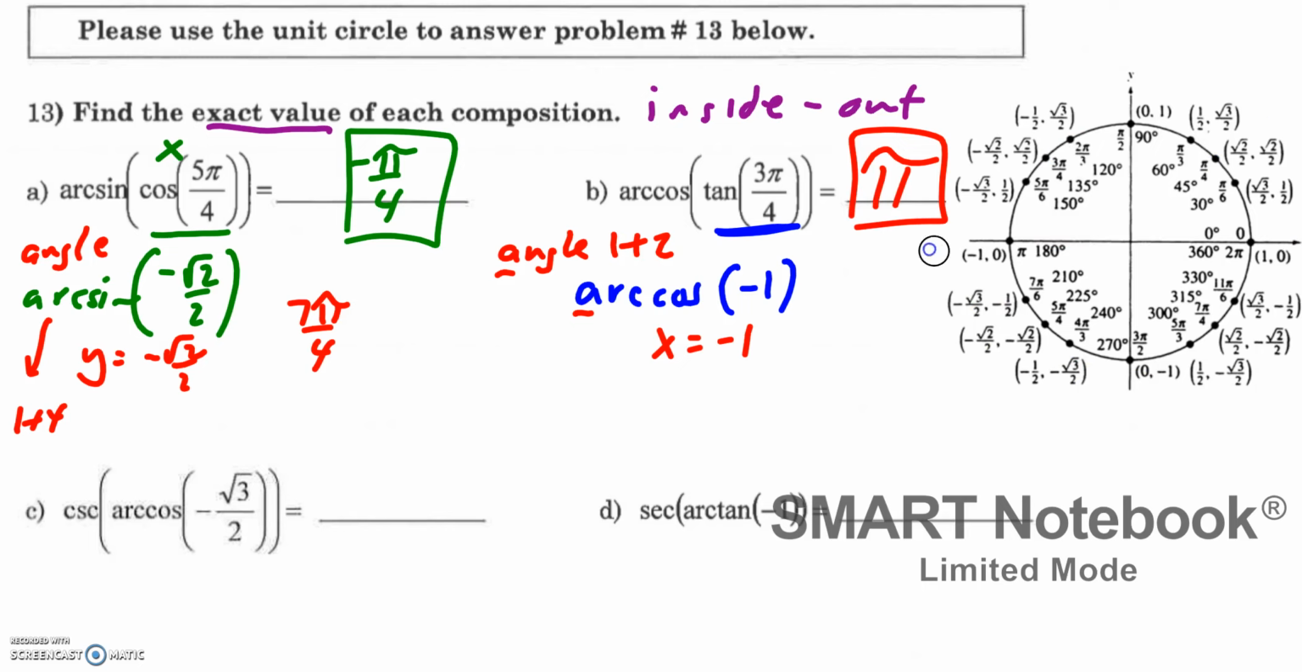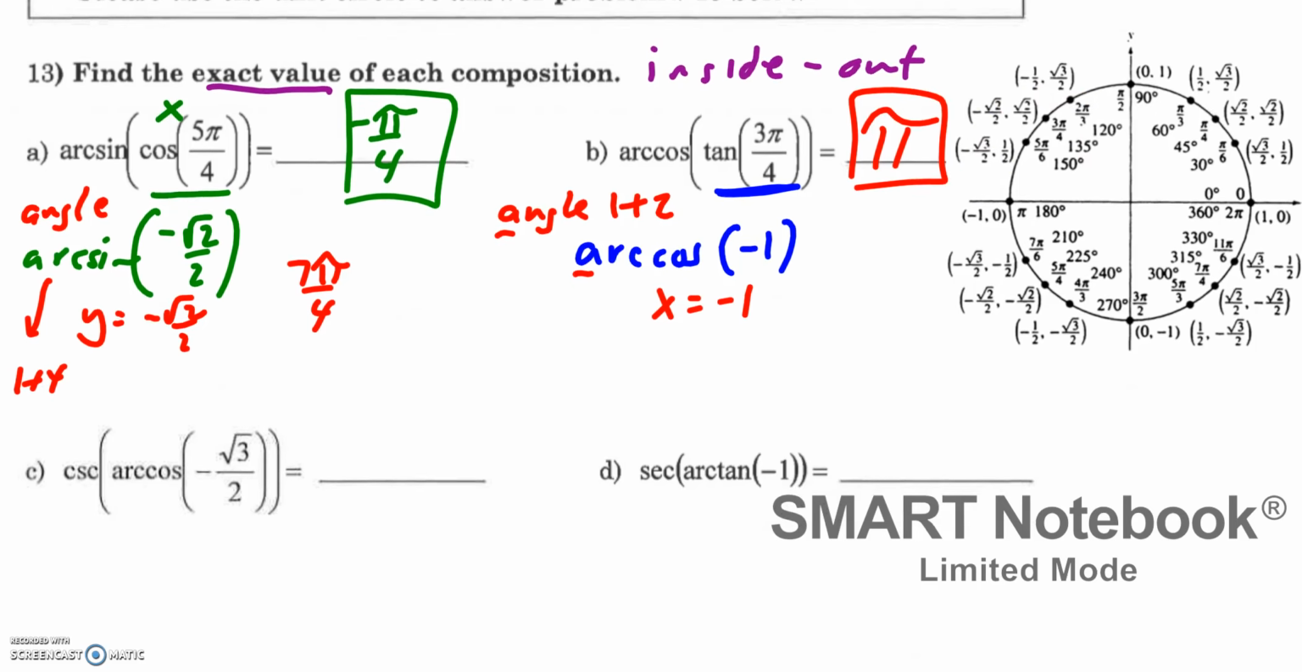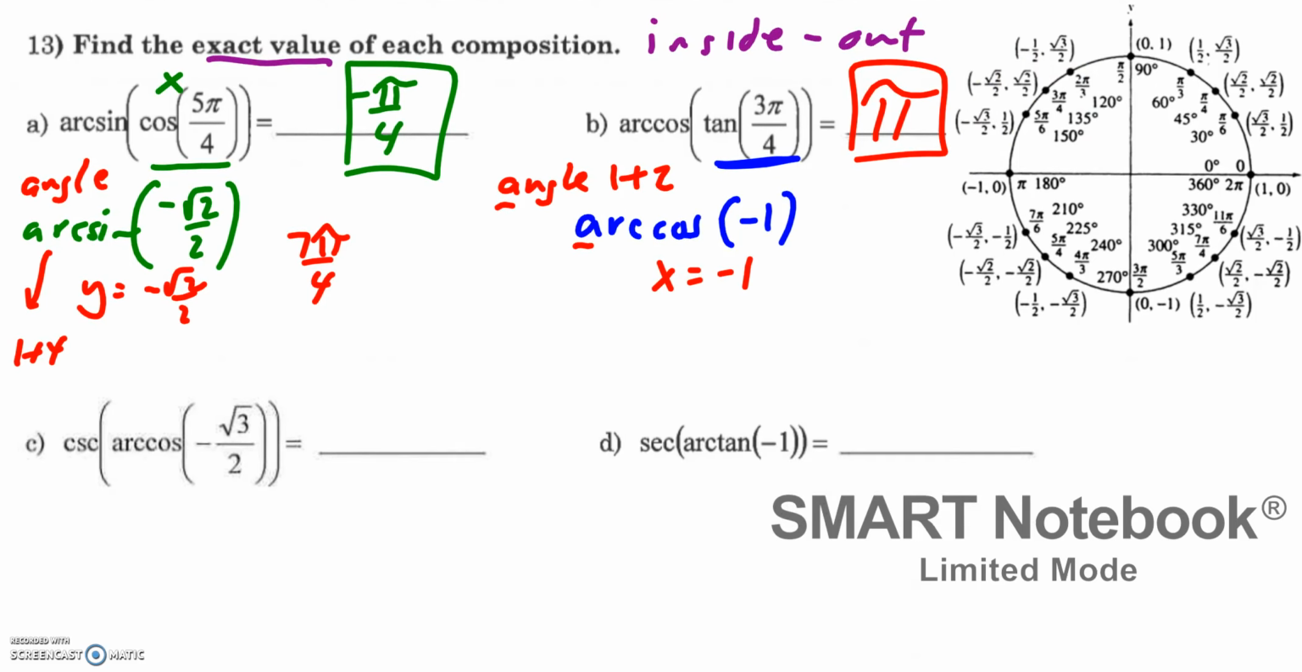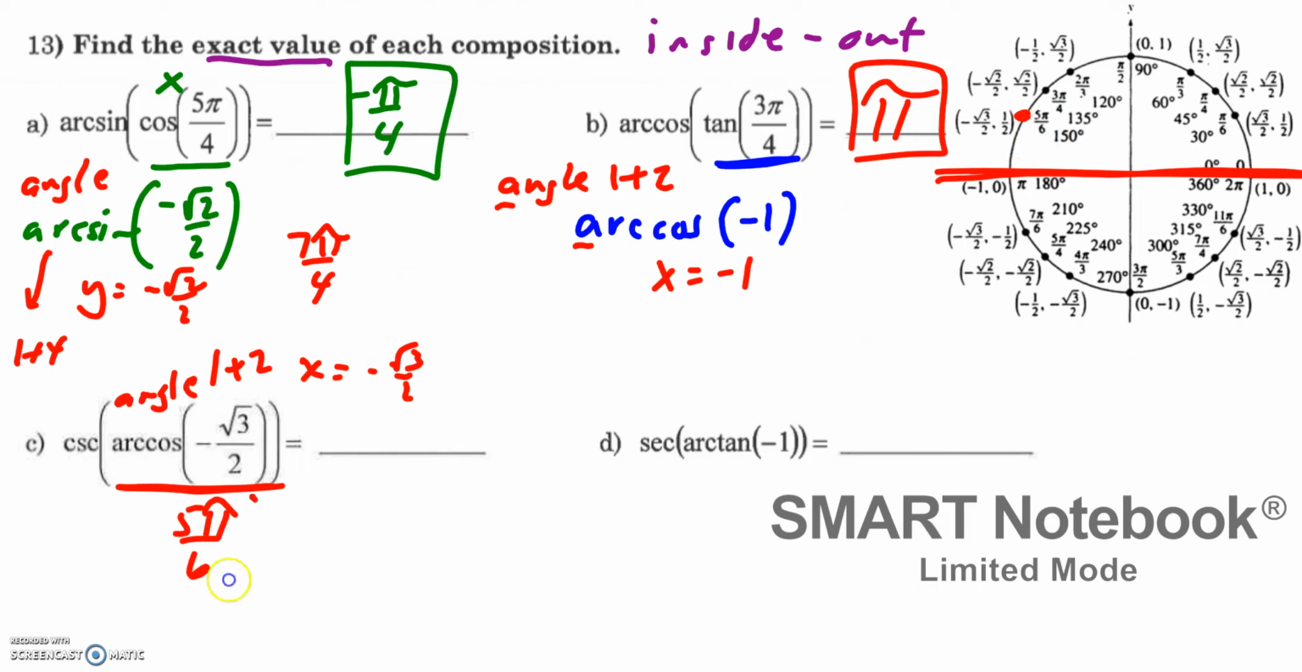Part C is asking to first find the arc cosine of negative root 3 over 2. So that means I want to find an angle, again, restricted to quadrants 1 and 2, where the x value is negative root 3 over 2. So if I draw this line so I know it's restricted, I look for the x value of negative root 3 over 2. That's here at 5 pi over 6. So my angle within the restrictions is 5 pi over 6.